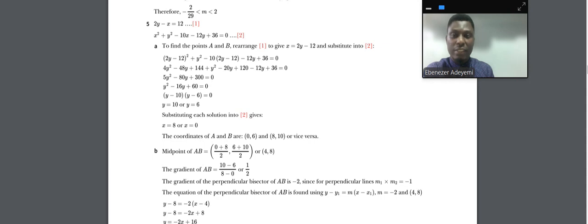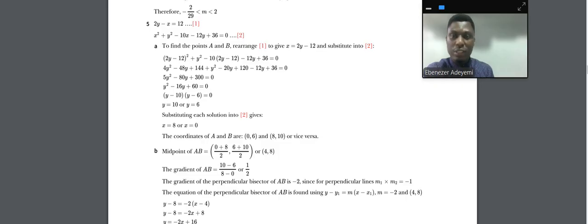Wherever I see x in equation 2, I put 2y minus 12. So instead of writing x squared, I put 2y minus 12 all squared, plus y squared, minus 10, and instead of writing x, 2y minus 12, minus 12y plus 36 equals 0.